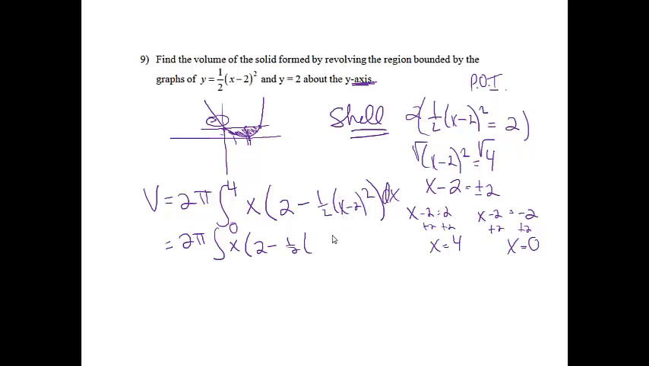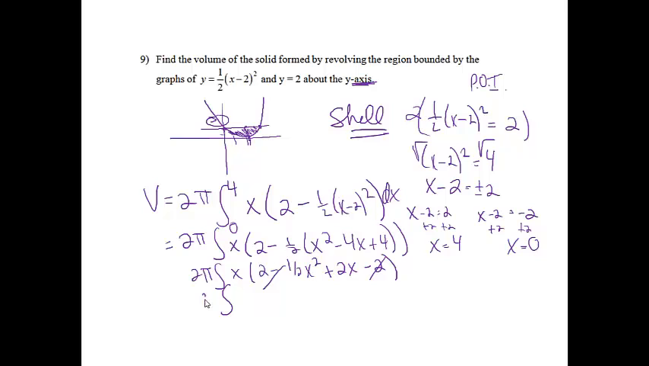It really means x minus 2 times x minus 2. So if I FOIL that, I'll get x squared minus 4x plus 4. And then just distributing here, I'll get 2 minus 1/2 x squared. Negative 1/2 times negative 4 will be plus 2x. Negative 1/2 times 4 is going to be negative 2. I notice that my 2's cancel out. So if I distribute this x to everything, I'll get negative 1/2 x cubed plus 2x squared.